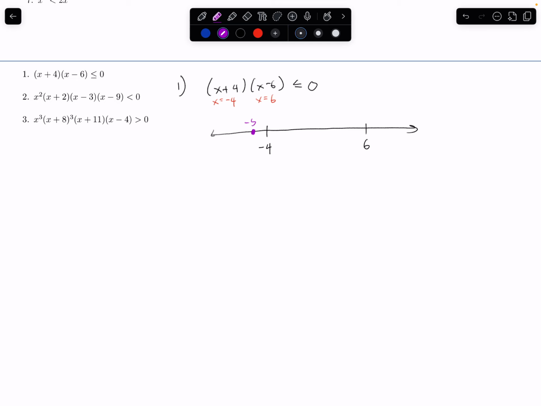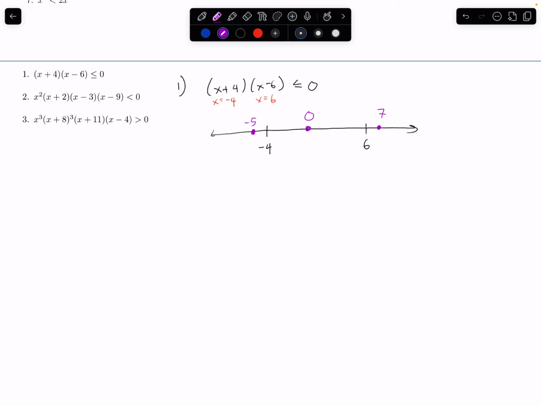So I'm going to pick something immediately to the left of negative 4. I can pick anything in between negative 4 and positive 6. I'm going to pick 0 because that's an easy point to work with usually. And then something immediately to the right of 6, I'll just pick 7. Okay, so those are my test points. And all I care about is if it's positive or negative. I don't technically even have to figure out the exact value. I just need to know if it's positive or negative.